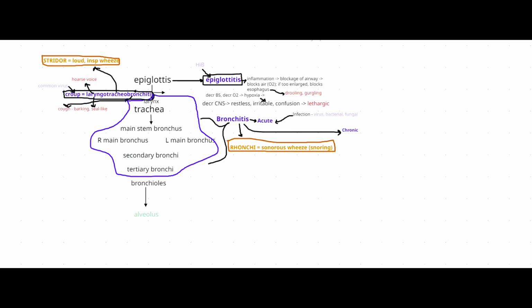Okay, because when we go to the interventions, they will differ for acute versus chronic bronchitis. So in chronic bronchitis, this is not infectious, right? Chronic bronchitis is inflammatory.